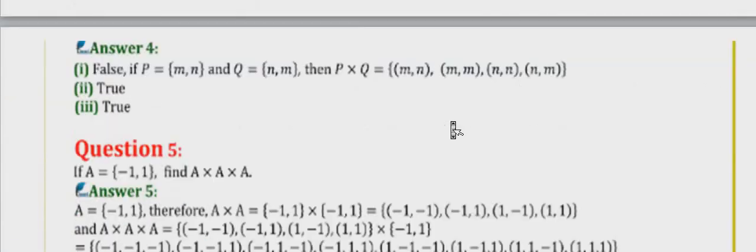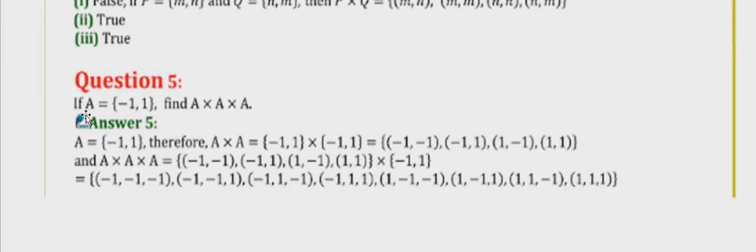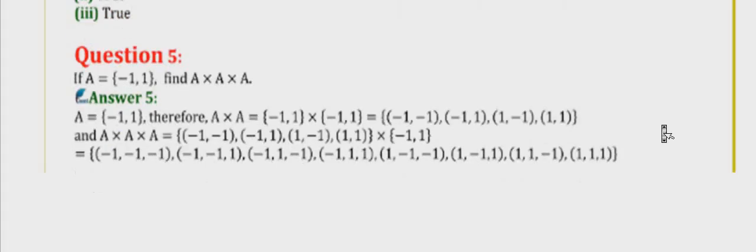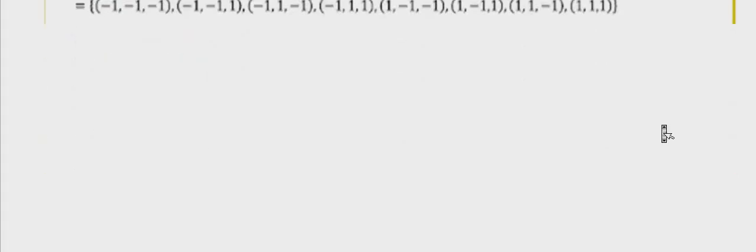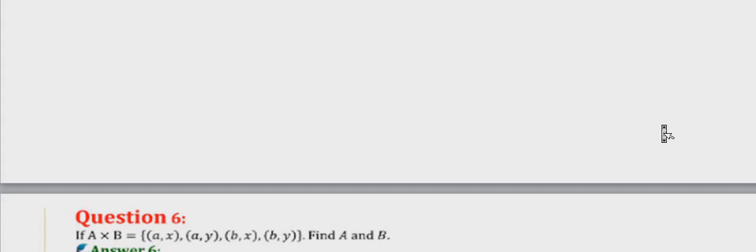Right? Now question number 5. If A is {-1, 1}, then what is A cross A cross A? First, what will you do? You will find A cross A. Simply cross multiply, and this is the value of A cross A. Again, if you want to know A cross A cross A, multiply this A cross A by A, and you will get these triples. You can do it by yourself. So these are a few questions related to the topic of relations.